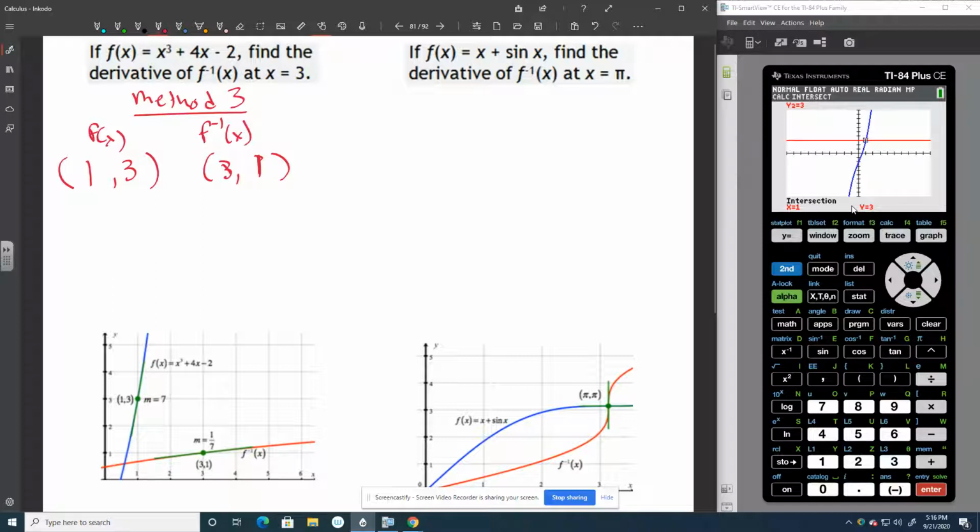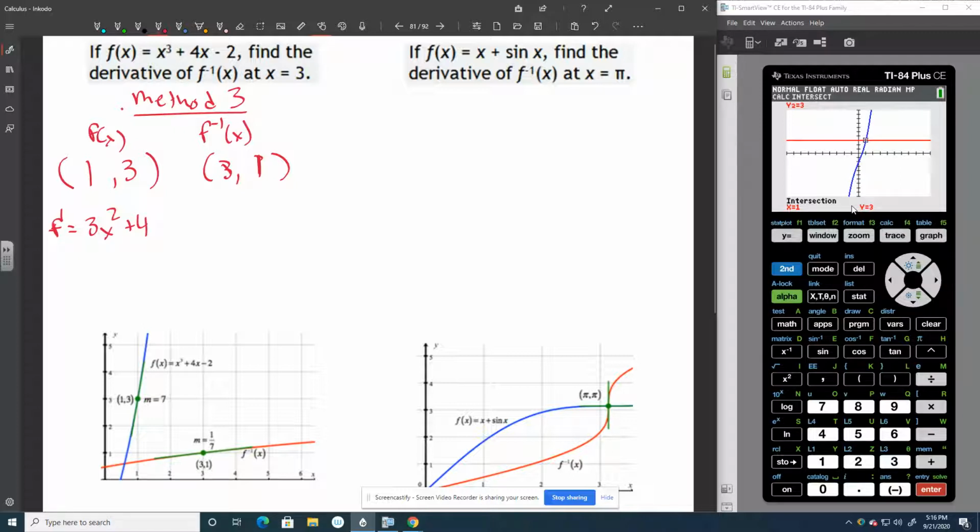I've got my point. What I need now is my derivative. I need my slope at this point. So I'm going to take the derivative of f. f prime is going to equal x cubed becomes 3x squared, plus 4, and that minus 2 just goes away. So I get 3x squared plus 4 as the derivative of my original function.